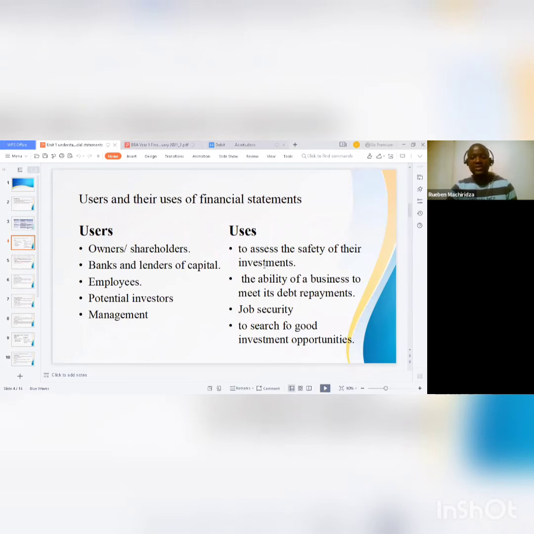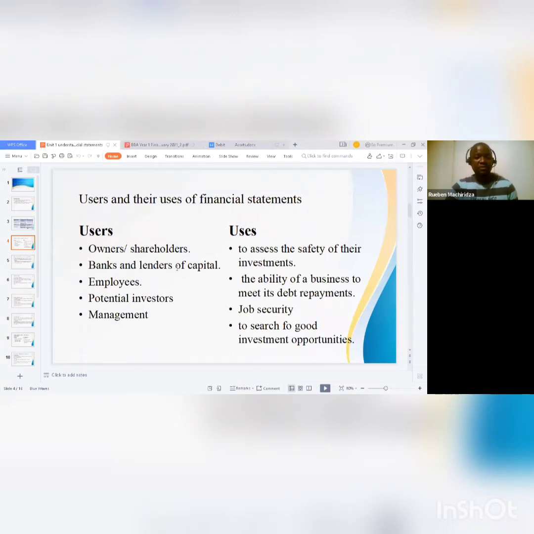So they want to assess the safety of their investments, whether they are still making a profit or whether they are making losses. So they would need to know the financial statements to ascertain their investments. They need to be sure that the company is generating enough revenue for them. They need to be sure about that. And so these are internal users.